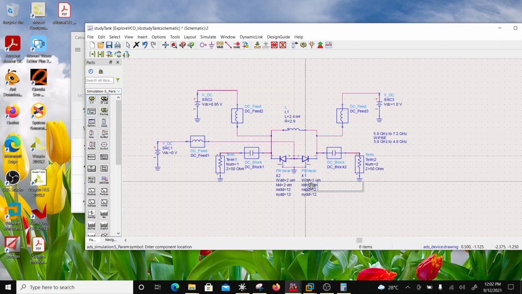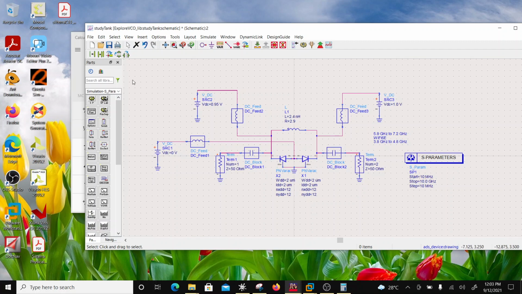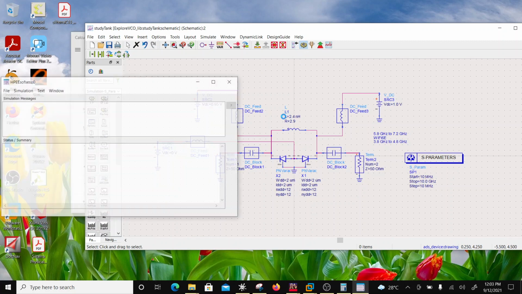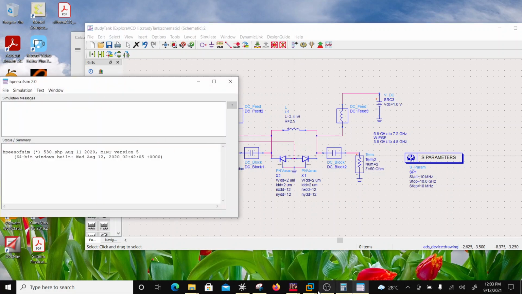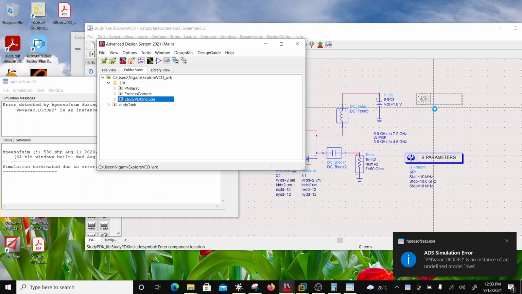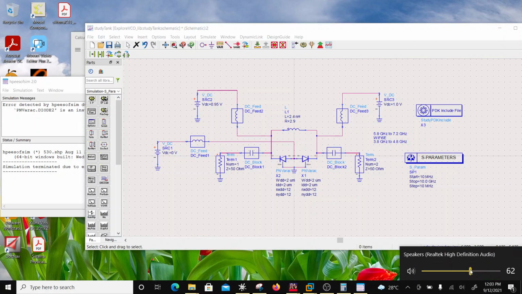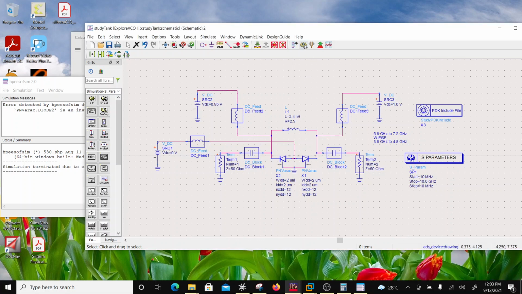So I'm going to go to simulation S parameters. Okay, and I am going to simulate from 1 megahertz to 10 gigahertz in steps of 10 megahertz, for example. Okay, let's start from 10 megahertz, steps of 10 megahertz. Say apply and say OK. So I'm looking at S parameters now, right? So if I simulate this, of course, I have to put the include file, which I forgot. So I'm going to put the include file here. Okay, so that's the include file, and I'm going to resimulate this.